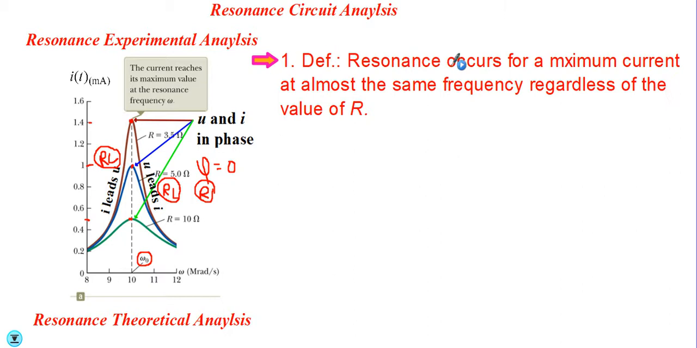Resonance is actually the physical phenomenon that occurs for a maximum current at almost the same frequency, regardless of the value of R. And here we realize something, that R here is 3.5 ohms, and here is 5 ohms, and here is 10 ohms. As the resistance increases, the maximum current is actually decreasing. So I and R are inversely proportional.